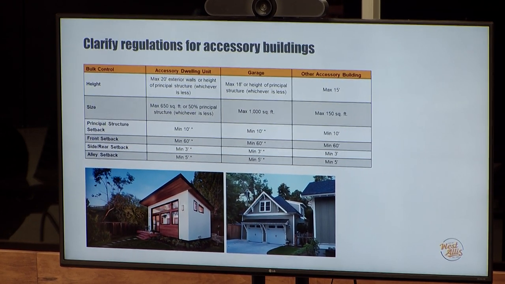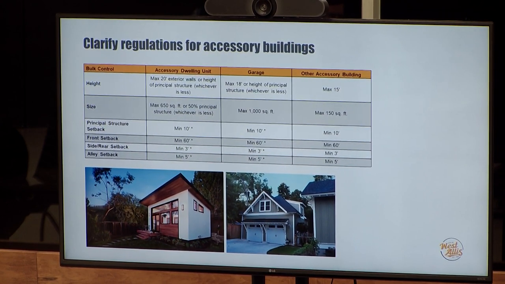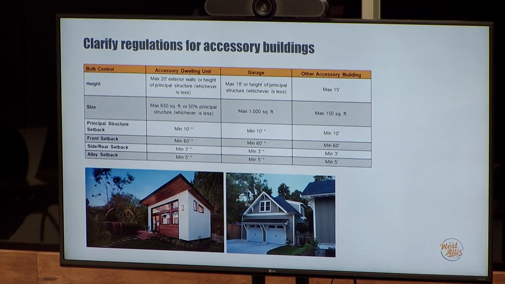And then the front setback needs to be 60 feet back from the front lot line. Your principal building will be in the front portion of the lot, and then your accessory dwelling unit could be behind it. And you can have setbacks of 3 feet and 5 feet from an alley. But everything else is primarily the same. The other two columns for garages and accessory buildings are the same.